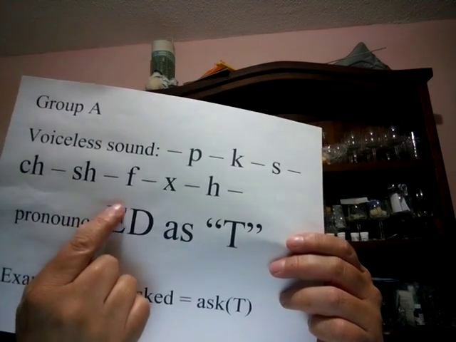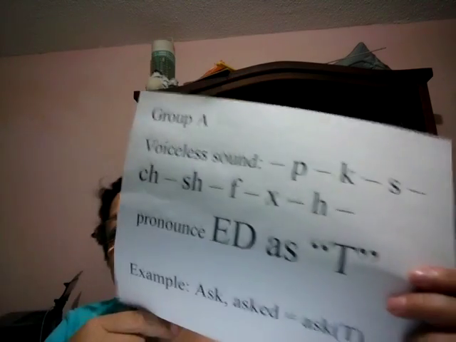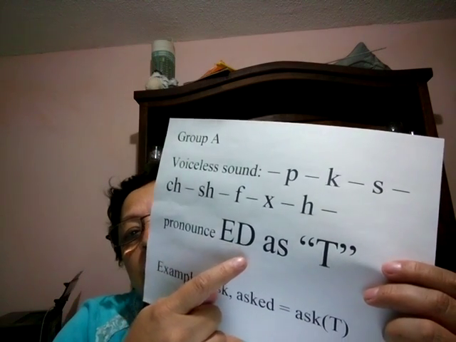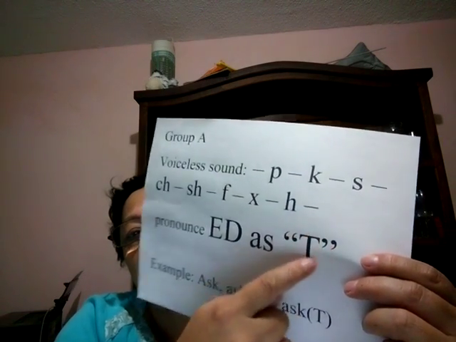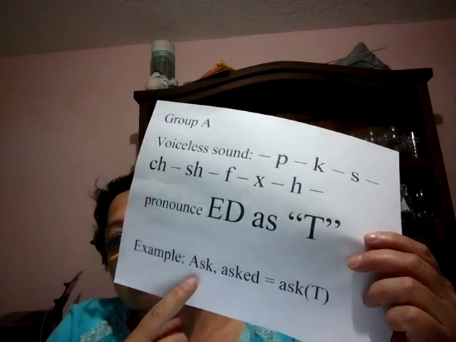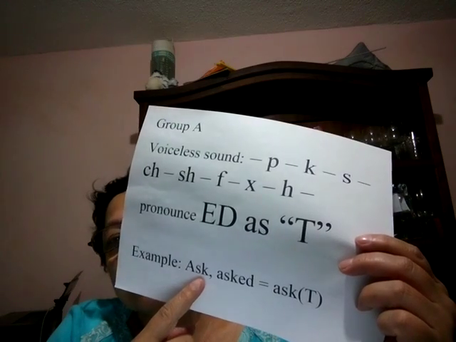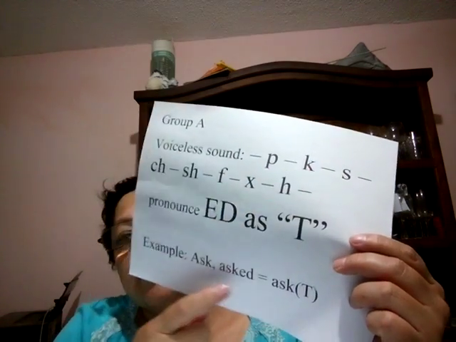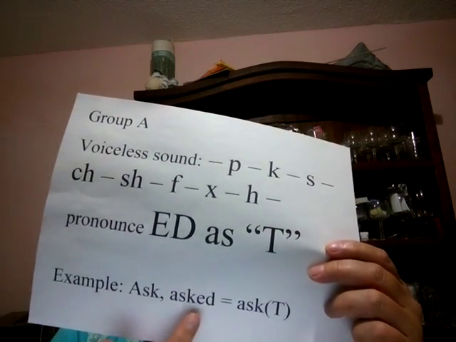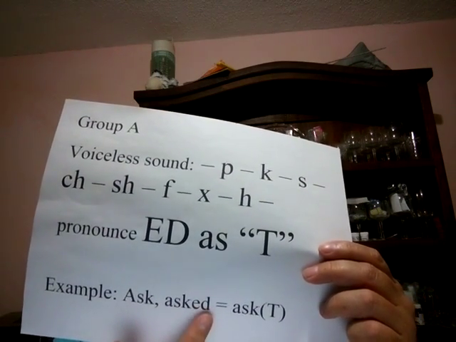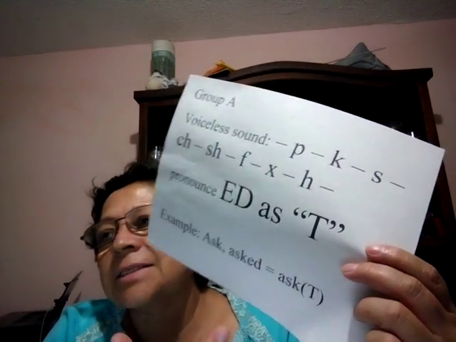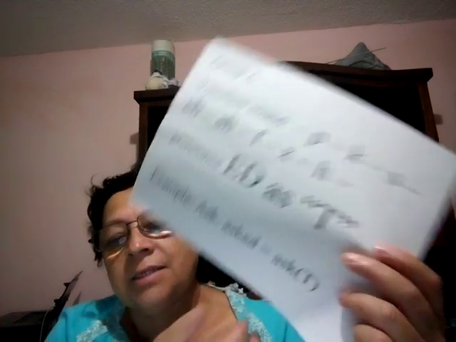In this case, the letter E is silent. We don't pronounce it and only say T. For example, the verb ask. Ask ends in K, a voiceless sound, adding ed, but I pronounce asked, like a T, asked.